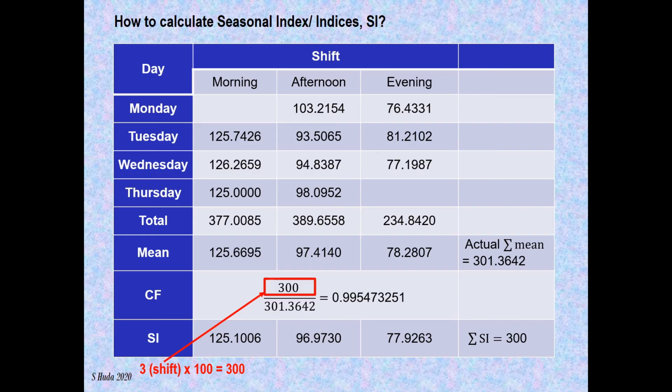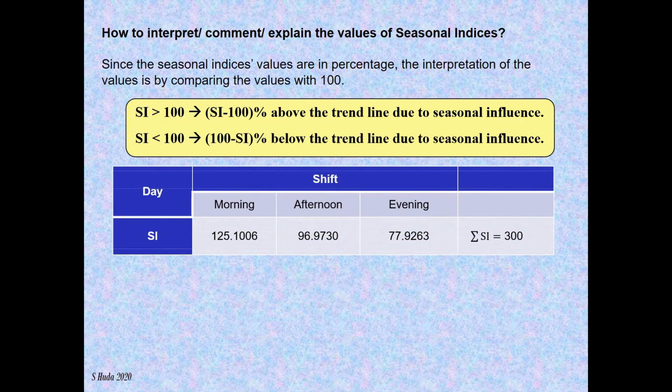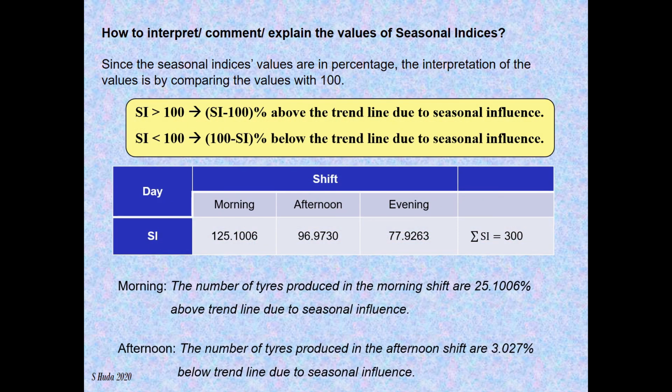You may recall how to calculate the seasonal index for the even case. Same process to calculate the seasonal index. Also the same guideline, same technique to interpret the value of the seasonal index for the odd case. So based on the example, the morning shift is greater than 100. That's why the number of tires produced in the morning shift is 25.1006% above the trend line due to seasonal influence.